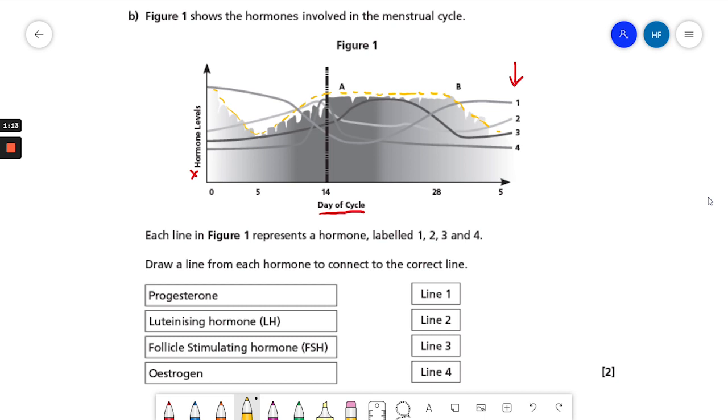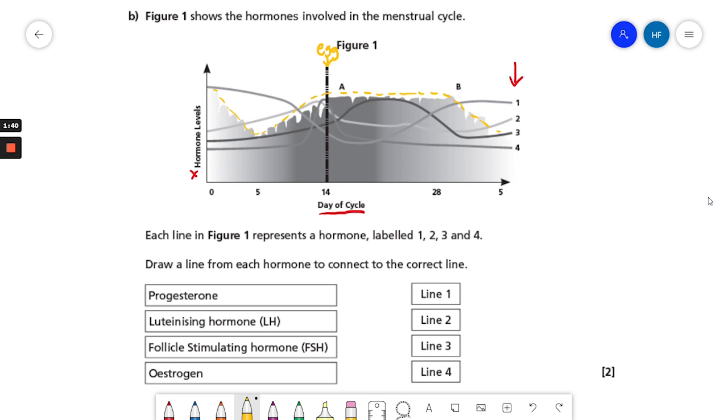The other thing to point out is that on day 14, there's a line down here, and that's important because that's when ovulation occurs. So I'm just going to write up there, egg, to remind myself that that's when the egg is released. So let's have a look at the different hormones and have a think about what we know about each one so that we can try and figure out which line in the graph is which hormone.